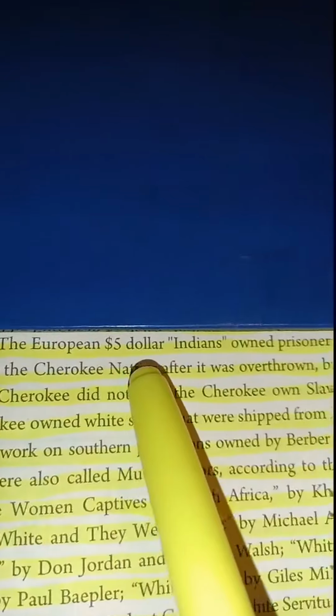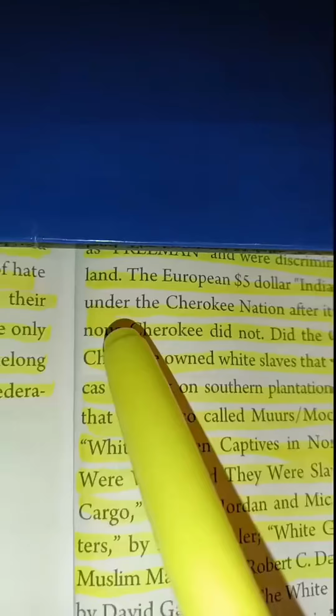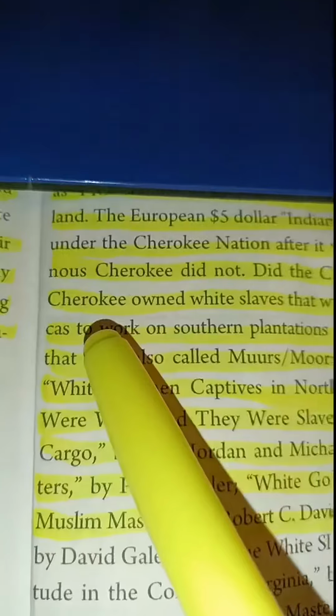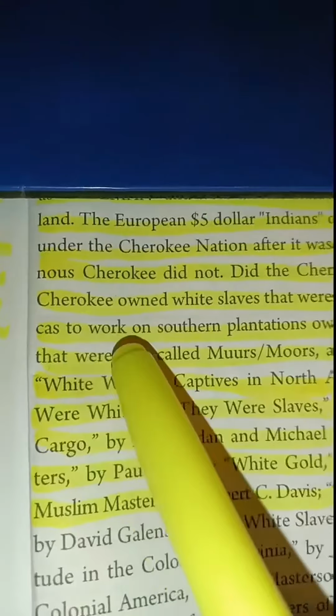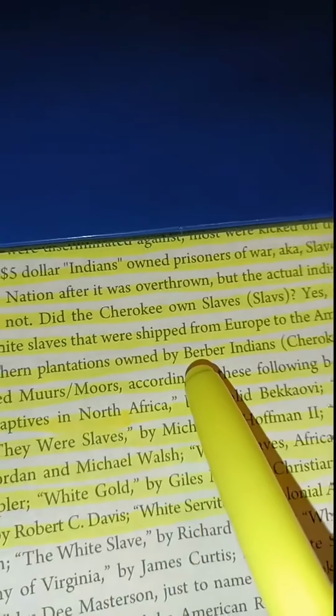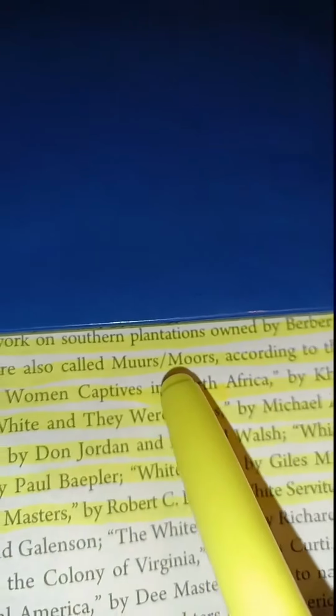This is where the $5 Indians came from. The European $5 quote-unquote Indians owned prisoners of war, aka slaves, under the Cherokee Nation after it was overthrown. But the actual indigenous Cherokee did not. Cherokee owned European slaves that were shipped from Europe to the Americas to work on southern plantations owned by Berbers that were also called Moors.